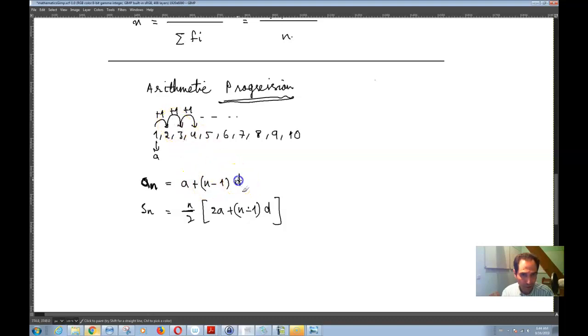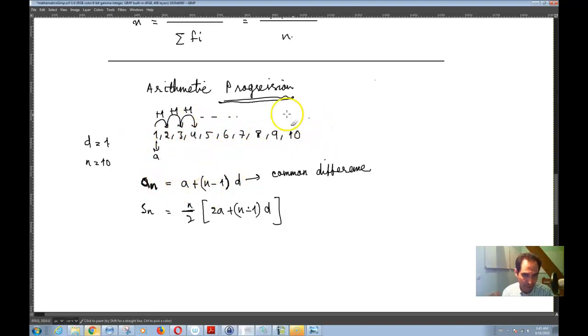d is your common difference, which is basically the number that you add to each term to get to the next term. So for example, over here, your d is equal to 1. And of course, n is the number of terms that you have. So for example, over here, n is equal to 10 because you have 1, 2, 3, 4, 5, 6, 7, 8, 9, and 10 terms.